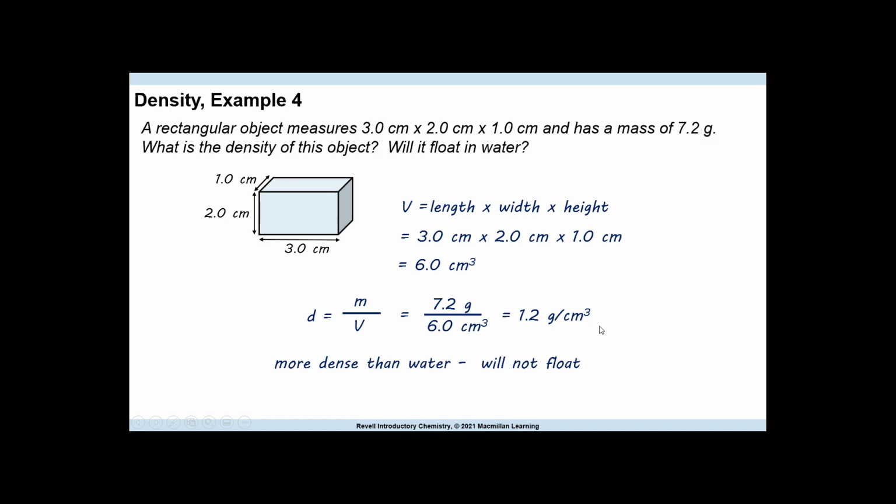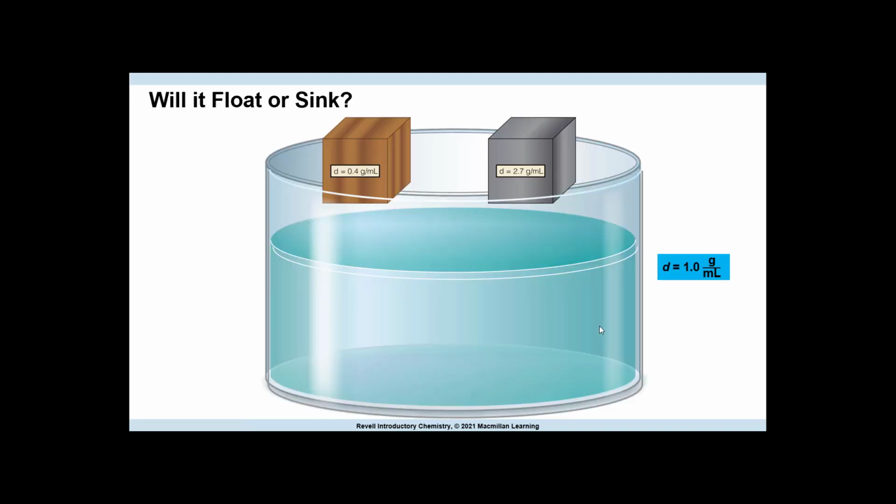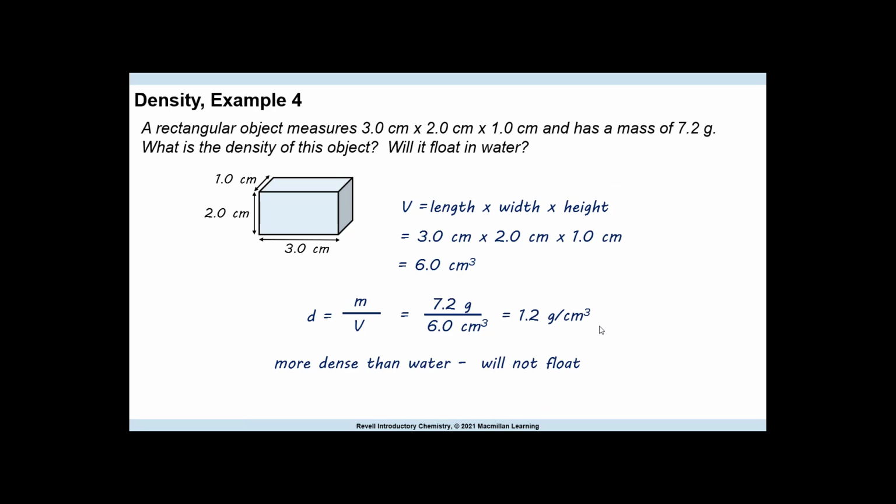So it's 1.2 grams per mL and water is 1.0. Will it float? It will not float. It is denser. If it was close to 1.0, it would probably stay in the middle. But because it's 1.2, it will sink. It will go down.